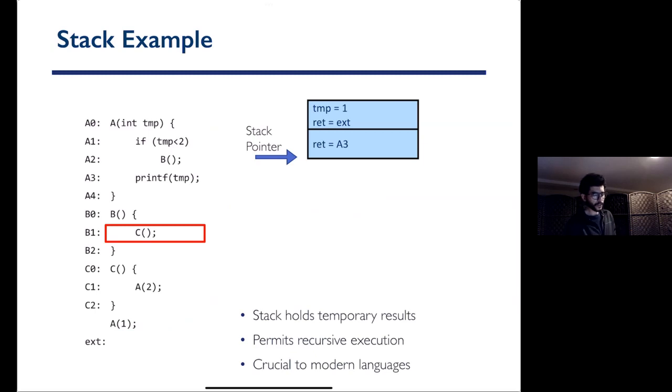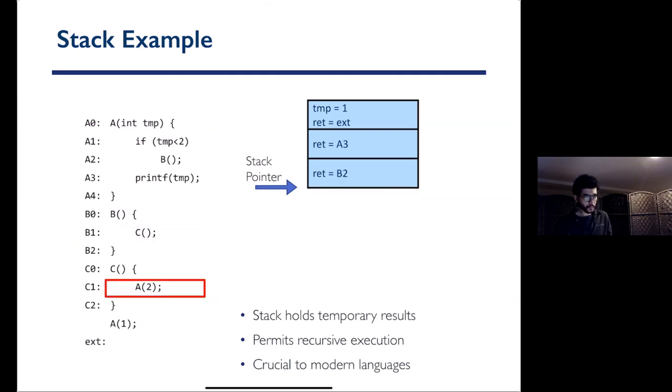Immediately, function B wants to call C. So PC is here. Right before we jump to C, again, this C guy doesn't have any variables, doesn't have any inputs, so nothing there to be pushed, but we need to push the address. So the address that we want to return once we're done with C, we want to come to B2. So we push B2 on the stack, and we jump to C.